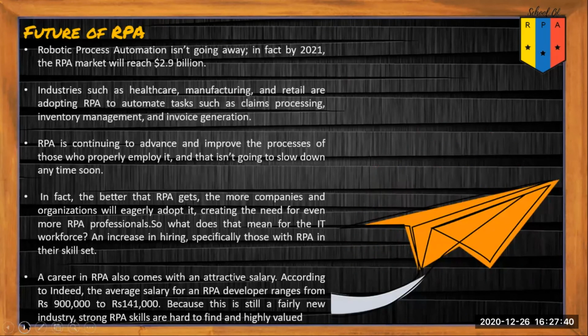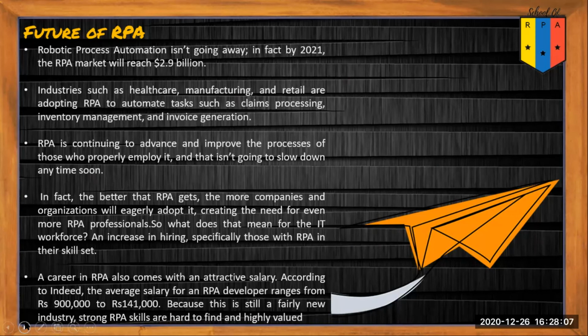Now, what is the future of RPA? Robotic process automation isn't going to go away. In fact, by 2021, the RPA market will reach $2.9 billion. Industries such as healthcare, manufacturing, and retail are adopting RPA to automate tasks such as credit processing, inventory management, and invoice generation. RPA is continuing to advance and improve the process of those who properly employ it. And that isn't going to slow down anytime soon.